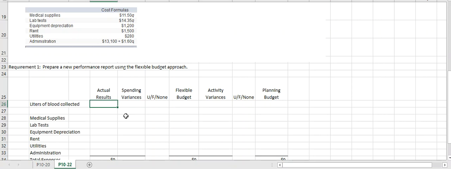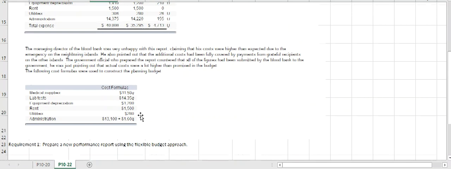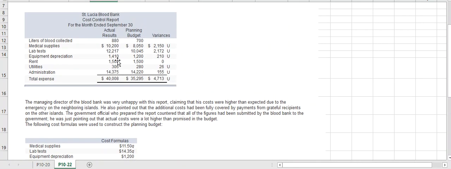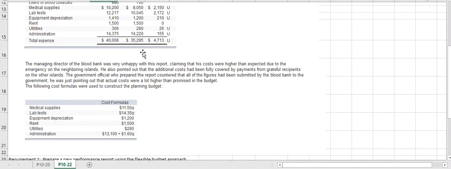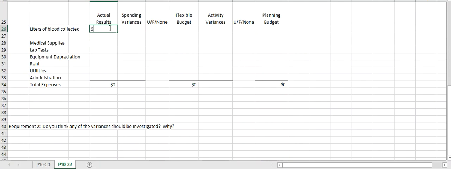All right, so we're going to start with the liters of blood collected, and that is given to us in the problem. Looks like 880 actual liters of blood collected, 700 were in the planning budget. So let's put those two in.